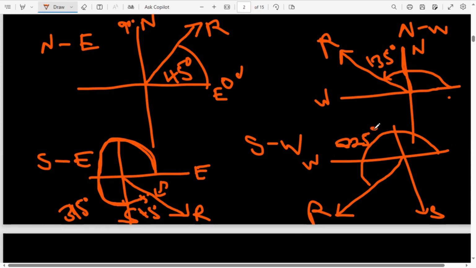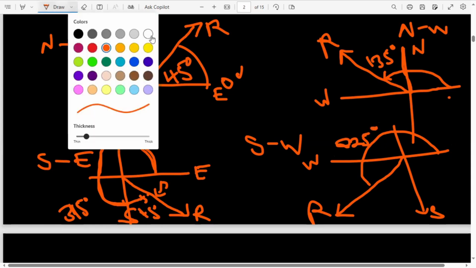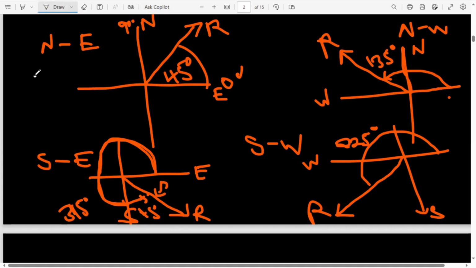Okay, so if you want, you can derive these angles the way I was doing it, or if you want, you can master them. Just know that northeast is 45, northwest is 135, southeast is 315, and then southwest is what? 225 degrees. Okay, so these are some of the terminologies that you have to know. And then the last one is also a very special one.